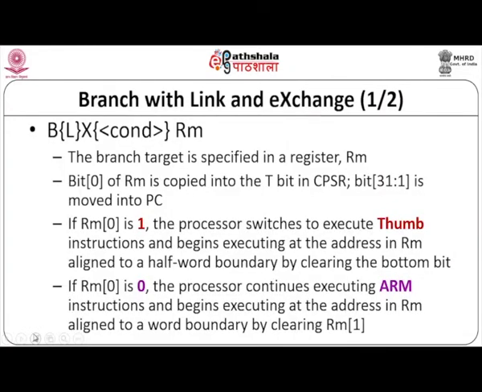Branch link with exchange is exactly the same as branch link, BL, and along with it there could be a condition. Then I even need a register which gives me the address that has to be loaded into my program counter. The branch target is specified by Rm, and the least significant bit in Rm is used to set the thumb bit available in our CPSR. So bit 0 in Rm can be put into the thumb bit, which makes the processor work either in ARM mode or in Thumb state.